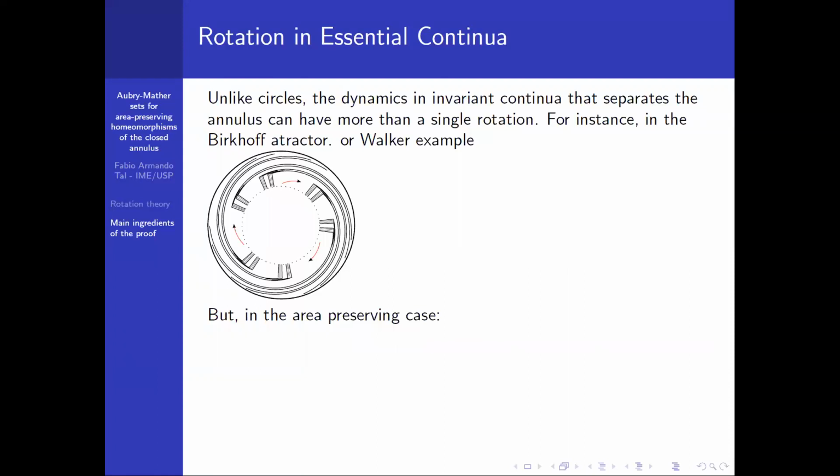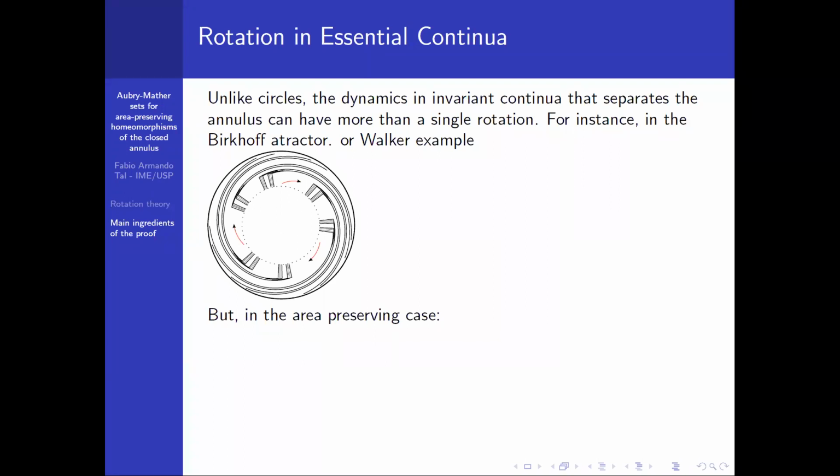This is a Walker example. This is just one example to show. If you think of the plane, take one point away here, and you have an annulus. This is a topological annulus. And this set here separates this point, so it separates the plane in two components. So it's sort of it separates an annulus in two different regions.